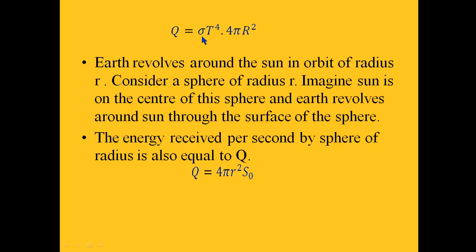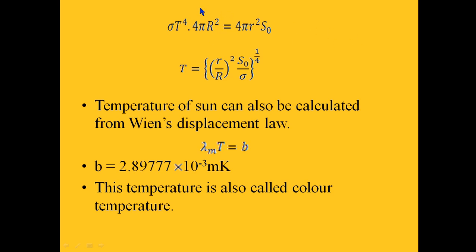Now these two equations are equal, so we can equate the RHS. So sigma T raised to 4 times 4 pi capital R square is equal to 4 pi small r square times S naught. Now from this we can calculate the temperature of the sun's surface. Temperature of the sun's surface is small r by capital R the whole square times S naught by sigma, the whole raised to 1 by 4.